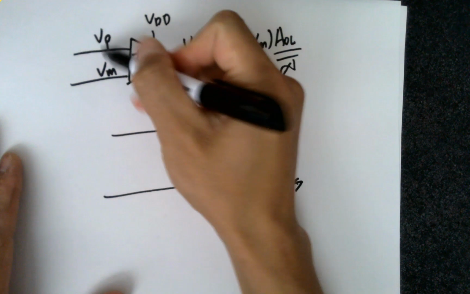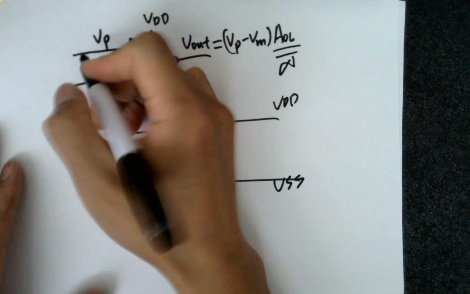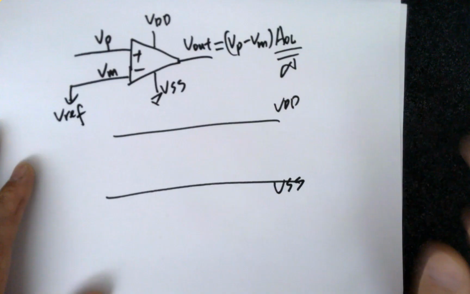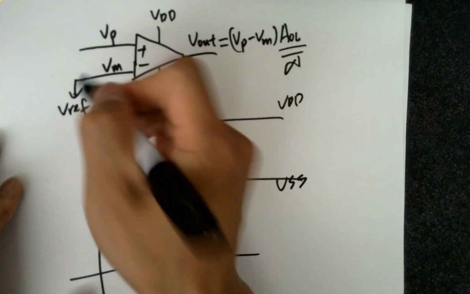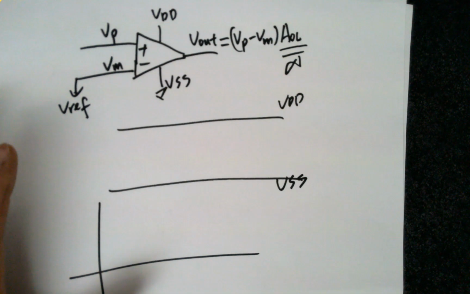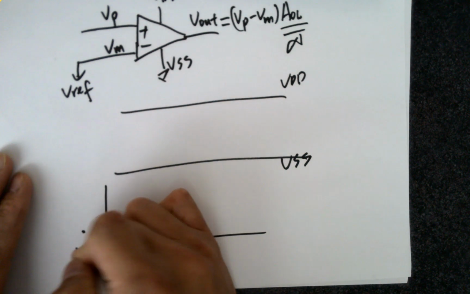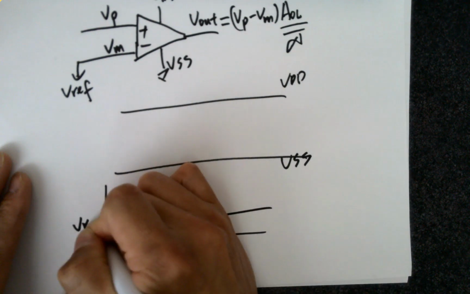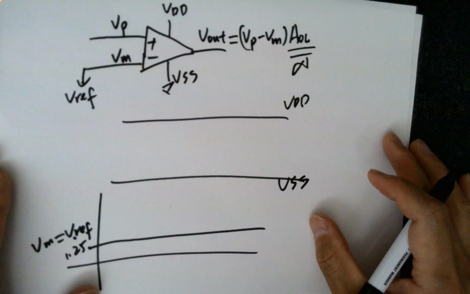And VP minus VM times this gain will saturate it. So if we give VM a voltage, we call it Vref. It's a reference voltage, it's just a DC voltage. Keep in mind, VM is connected to Vref for this example, for now. Let's say 1.25 volts. That's Vref, which is Vm, the terminal connected to the inverting terminal of the op amp.